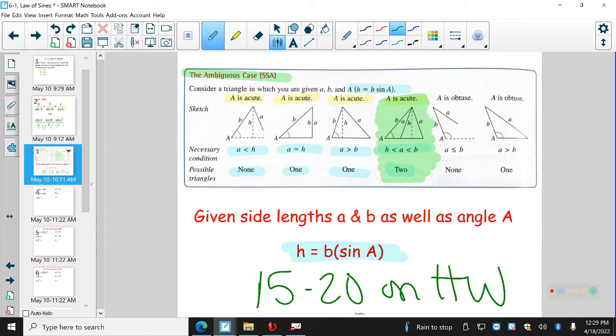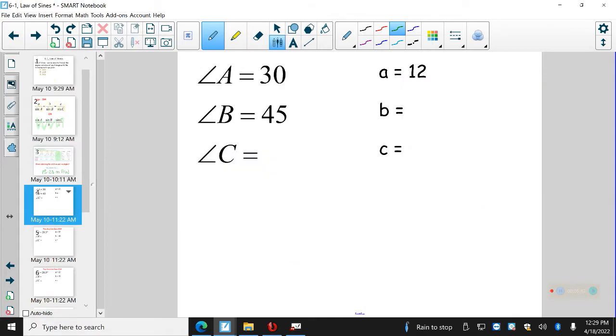Okay? The ambiguous case, which is problems 15 through 20, is where you're going to have two possible triangles. Do we all understand that? Okay? Now, with that being said, let's jump right into this. And immediately, whenever you jump right into this, your brain needs to draw the triangle, right? And you need to see what you've been given.